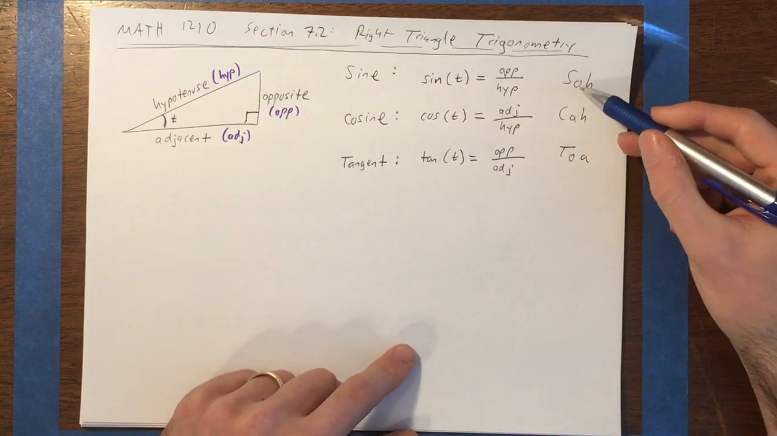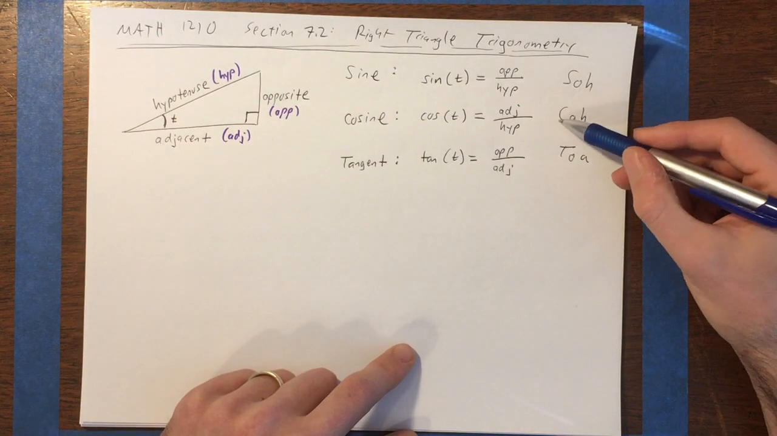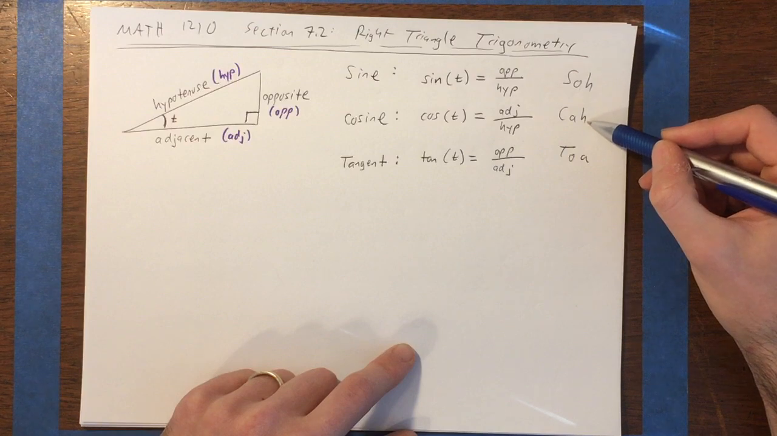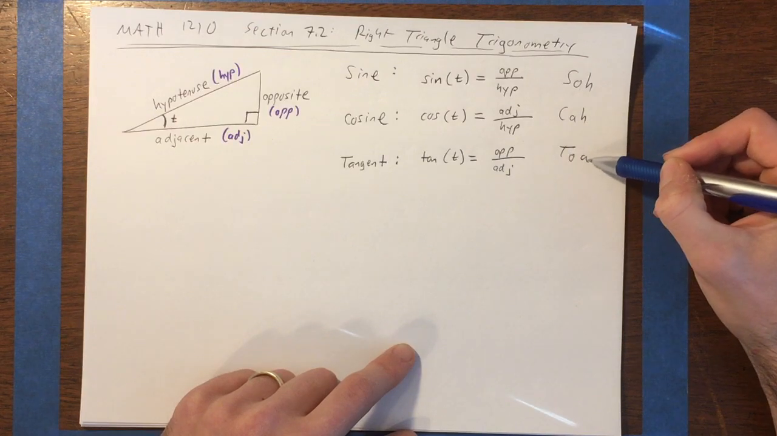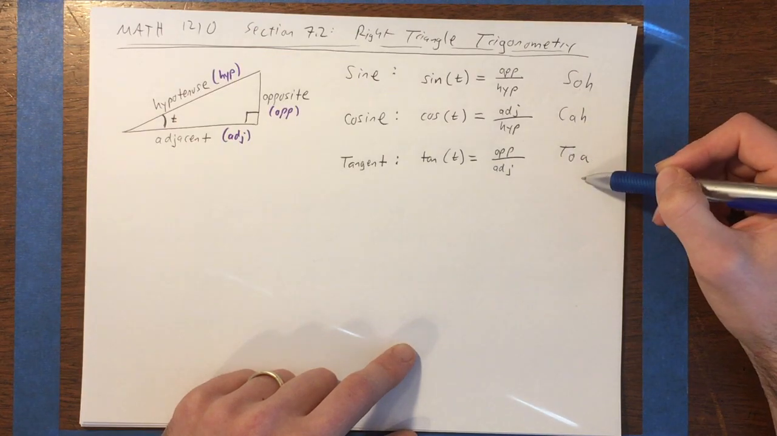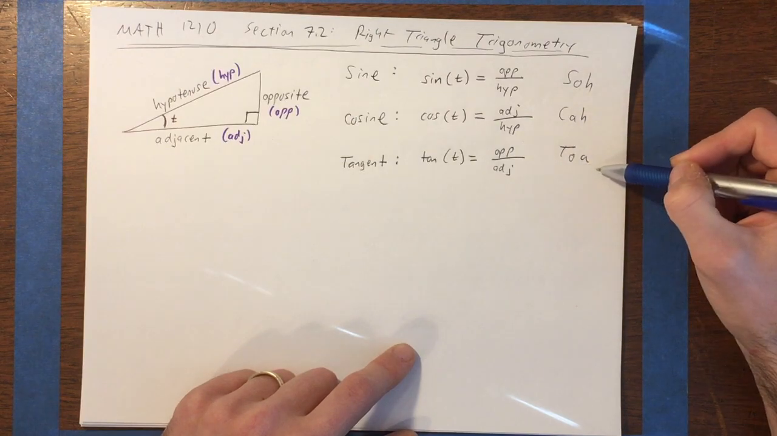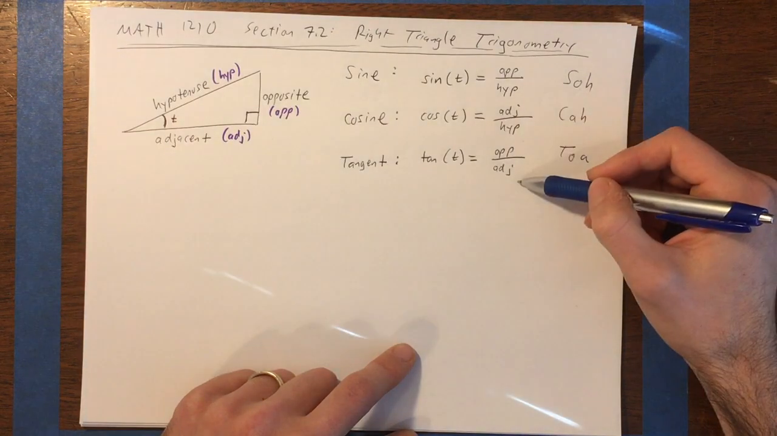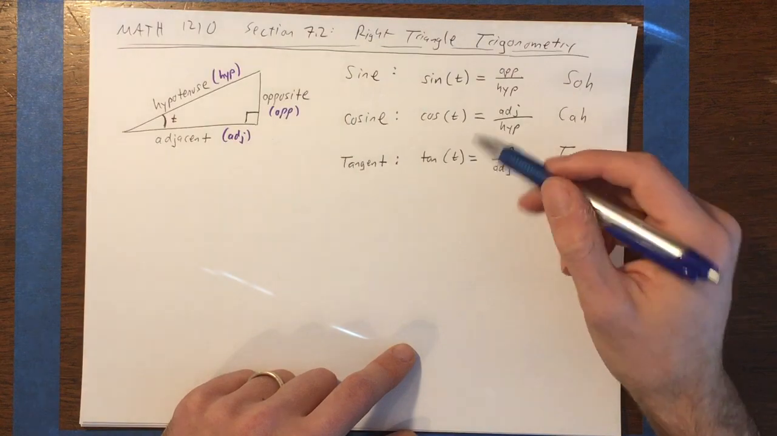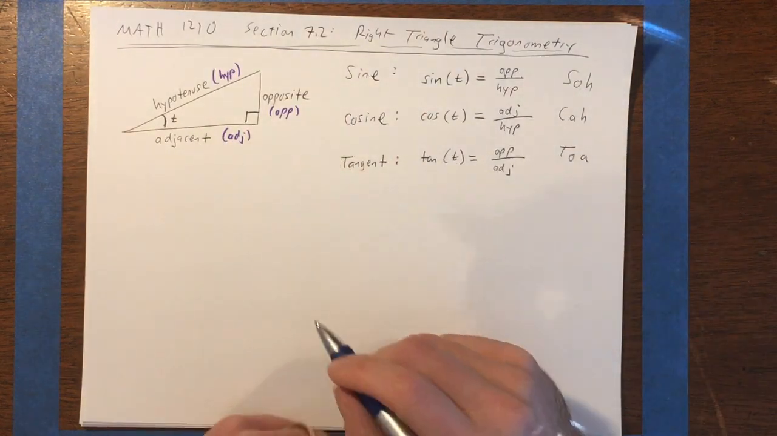So sine is opposite over hypotenuse, cosine is adjacent over hypotenuse, tangent is opposite over adjacent. So if you remember SOHCAHTOA, then that helps you remember the ratios that define these three trig functions for an angle in a right triangle.